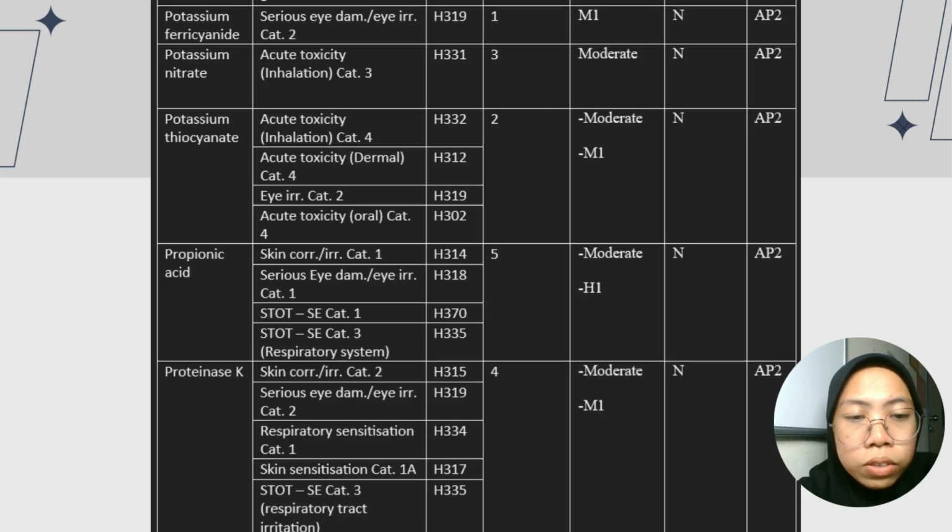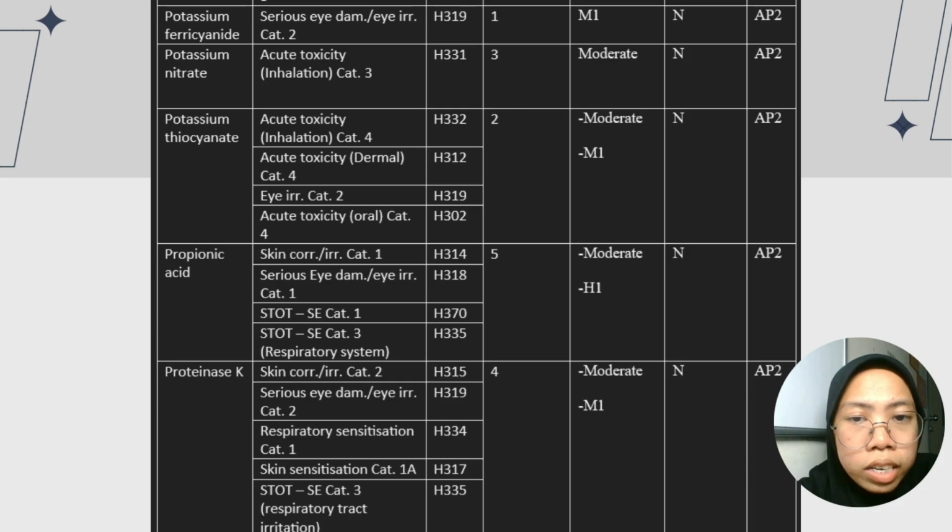Potassium nitrate causes acute toxicity for inhalation. The hazard rating is 3. The level of risk is moderate for inhalation. The existing control is also inadequate, so the action priority is 2.